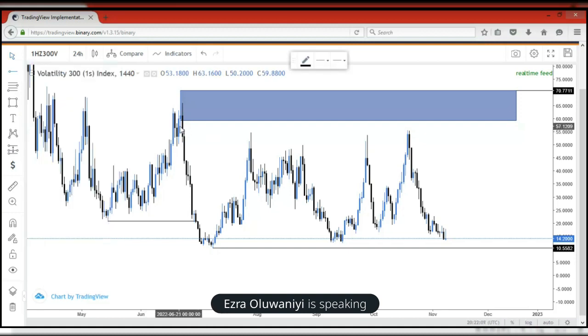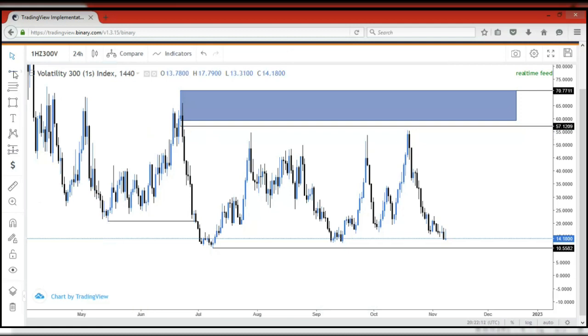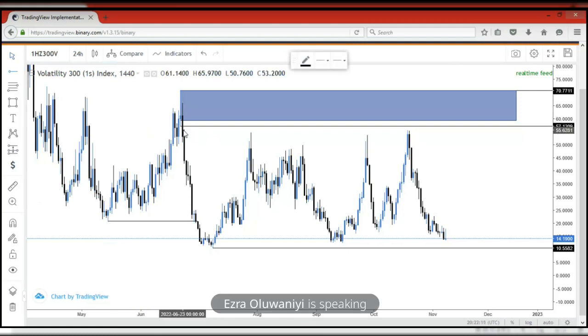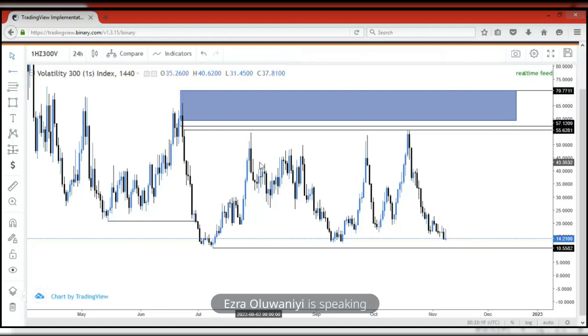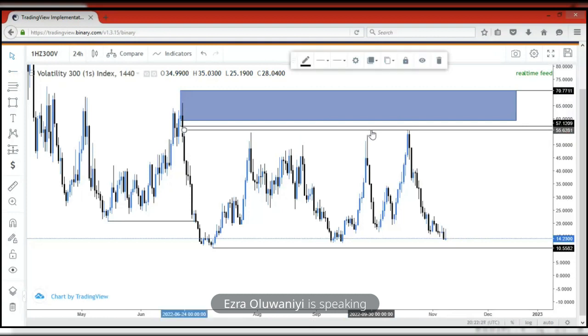Let me show you. That's the imbalance there. So this is the imbalance. Did you see it? All right. So price just touched the imbalance. It does not even fill it. But then you don't expect that every time price gives you what you want.